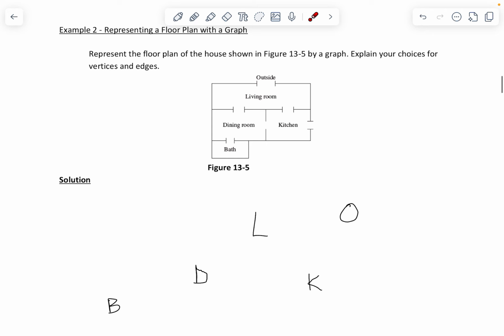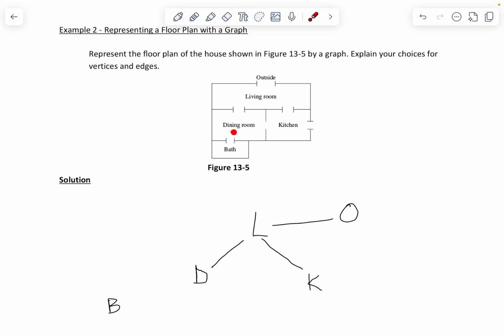Starting with the living room. The living room has a doorway to the outside. There's one edge. The living room has a doorway to the dining room. There's another edge. The living room has a doorway to the kitchen. There's the other edge. Okay.